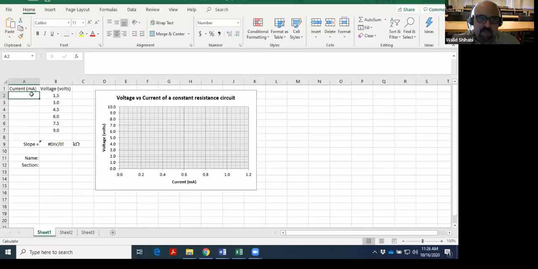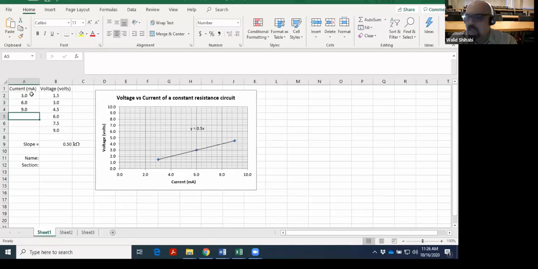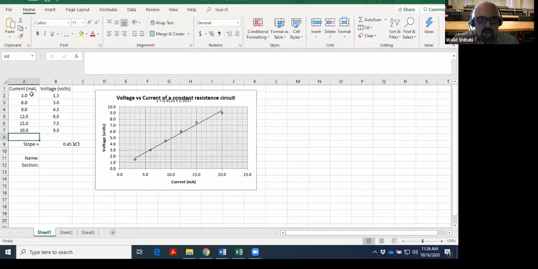Okay. So for example, if I put some values here, let me put here 3, let me put here 6, 9. You can see the graph is being plotted as I input those values, right? And then it will give me the slope of the graph. And the slope, of course, we know that the slope will represent the resistance.